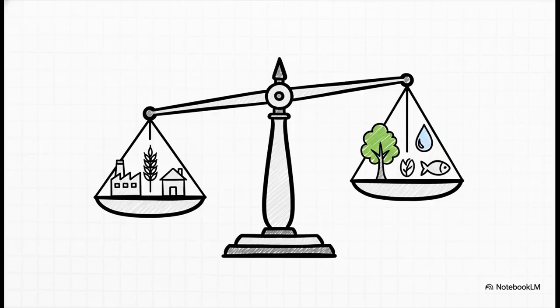So ultimately, when you boil it all down, the goal is to find this balance. It's not about choosing between human progress and a healthy climate. It's about finding clever ways to meet all our needs for food, for industry, for homes, without bankrupting the very natural systems that make everything else possible in the first place.